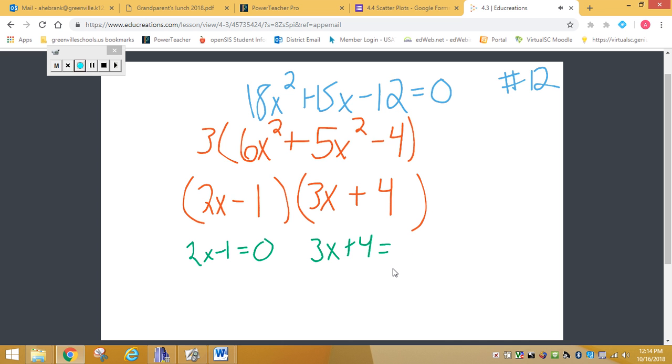So here I'd add 1, divide by 2, and x is 1/2. Here I'd subtract 4. So 3x equals negative 4. Divide by 3, and x equals negative 4/3.